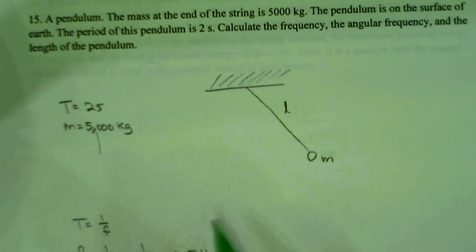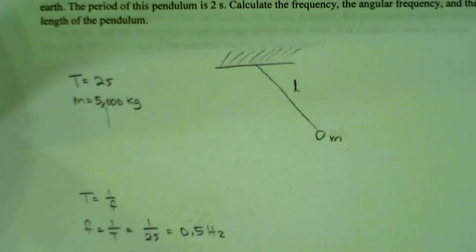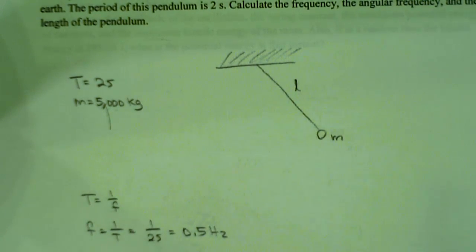Period is the inverse of frequency. All right. So we can actually just solve that right away. So frequency is 1 over the period. So we have 1 over the 2 seconds. That's going to be equal to 0.5 hertz. So hertz is the SI unit for frequency, and it's equal to 1 over seconds.